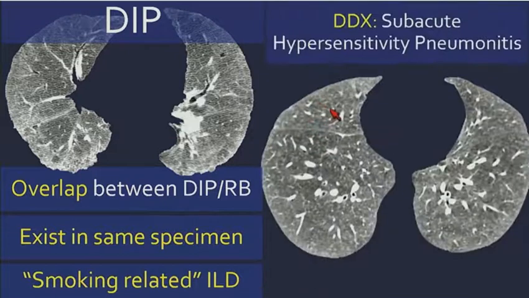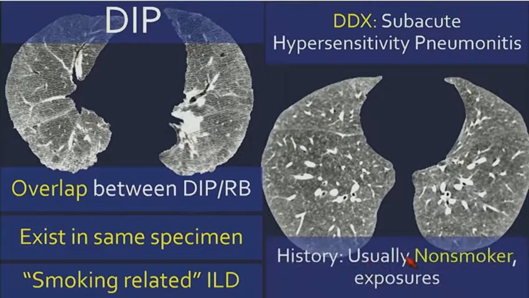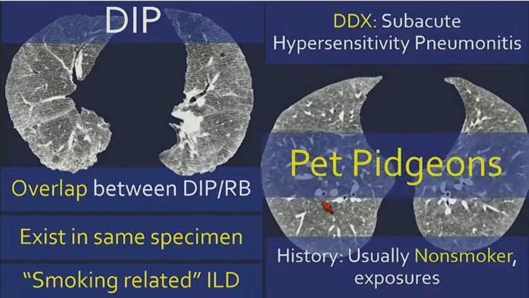And of course, the differential is other things that cause centrilobular ground glass nodules, like this case of subacute HP. And you can see all the scattered centrilobular ground glass nodules here. You see the airway thickening as well. But the history is very important here. Usually, HP happens in non-smokers. Smoking helps protect against HP. And you have an exposure history. For example, this patient had pet pigeons at home, and this was a case of bird fancier's lung.